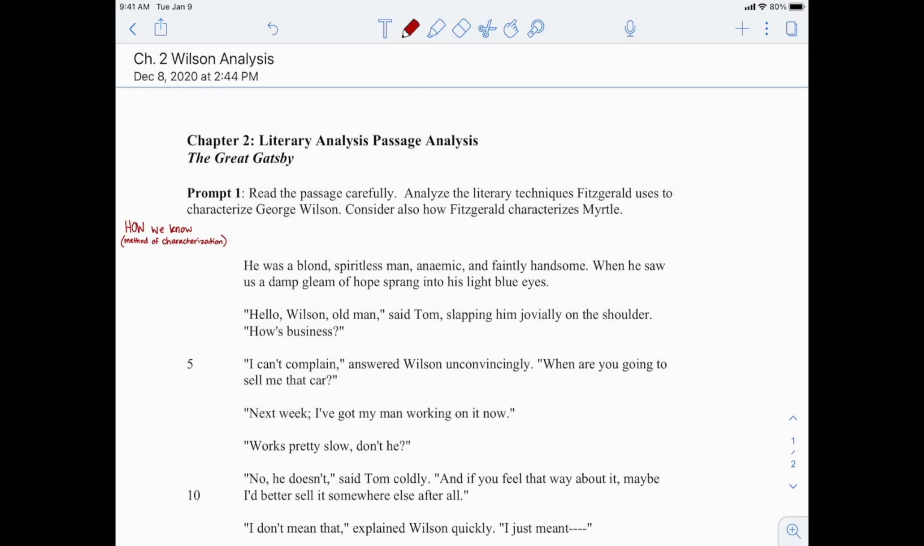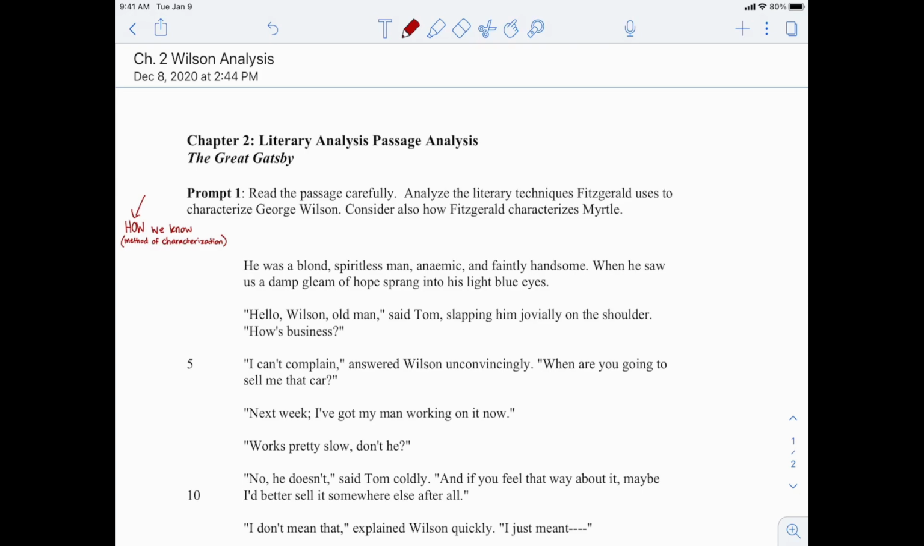Okay, in this assignment, we're going to take a look at a small passage from chapter 2 of The Great Gatsby. In this passage is where we meet George Wilson for the first time, and we're going to analyze this passage, and to do so, we're going to annotate it. In particular, we're looking for what we learn about the character, but we're also looking for how we learn it.